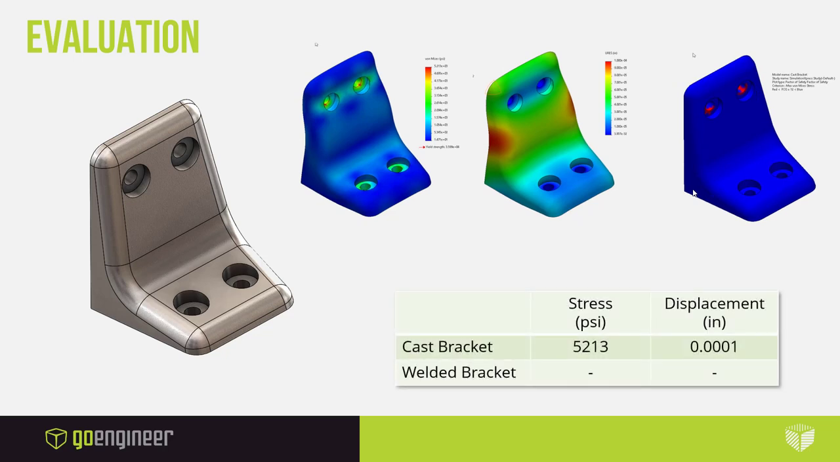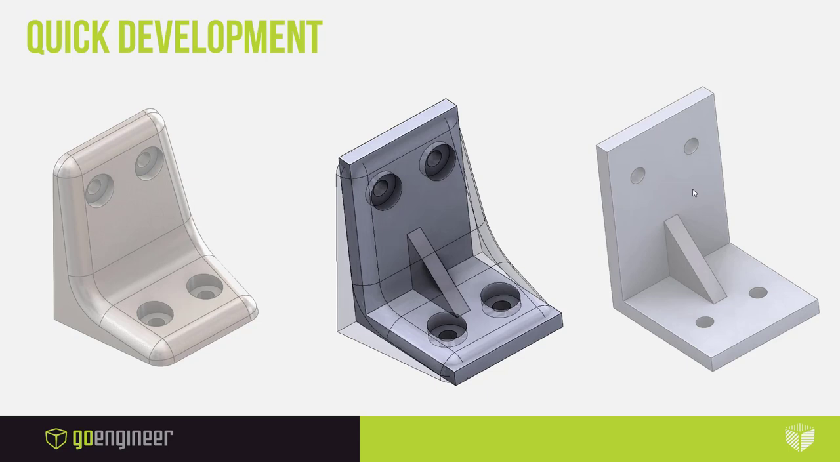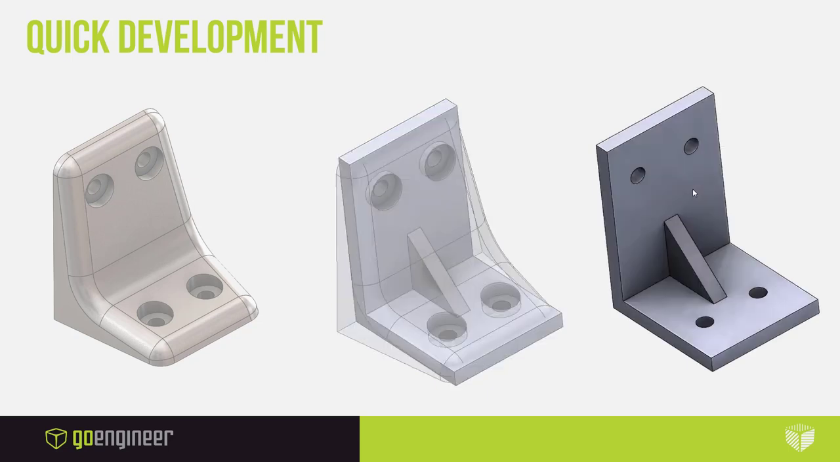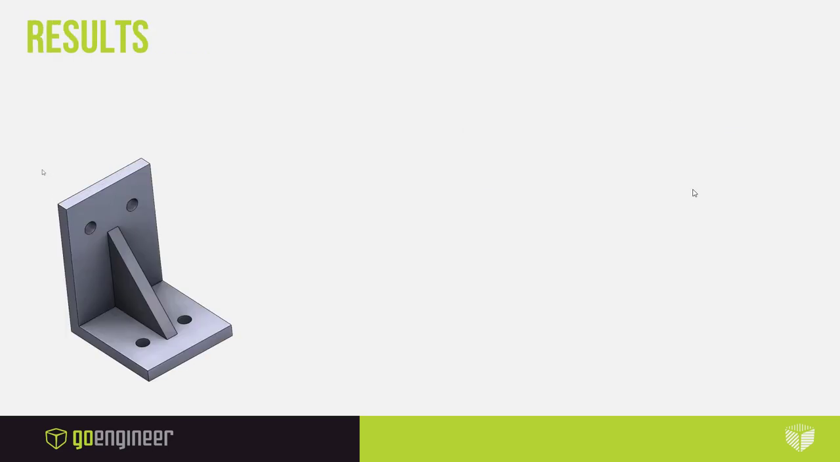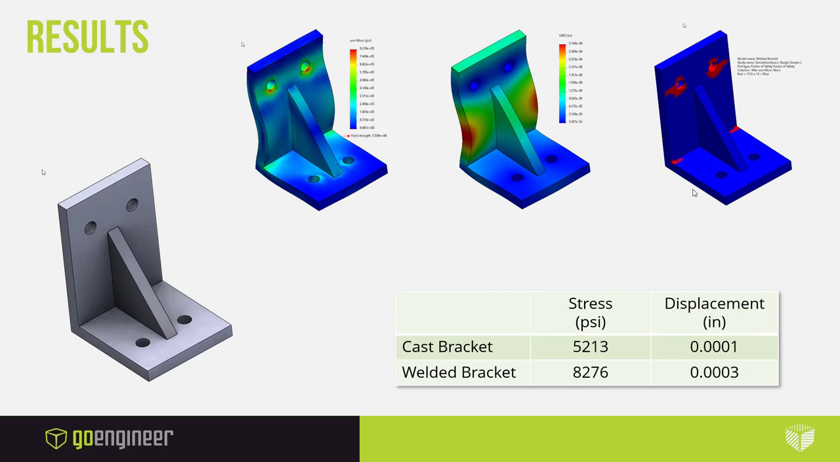So in this case, for this angle bracket, assuming that it's made with a cast carbon steel, we end up finding a maximum stress of about 5,200 psi and a displacement of 1/10,000. So we go back to SOLIDWORKS and utilize the existing geometry of the angle bracket to get the positioning of the holes that we want, and then have our geometry ready for testing. Again, just in a couple of minutes, we can very quickly get results out of this part.